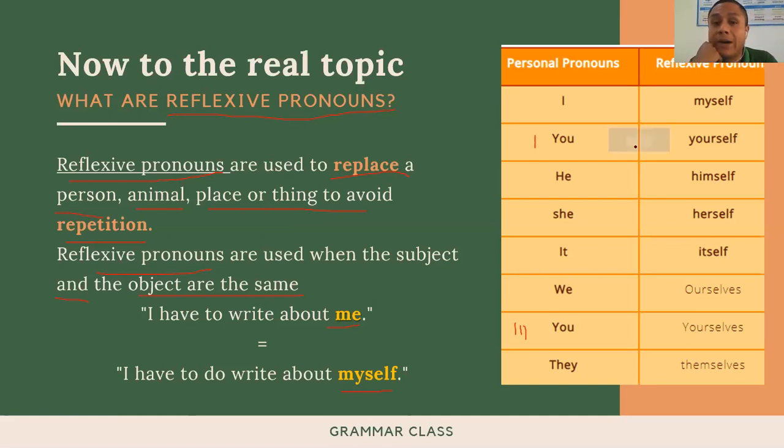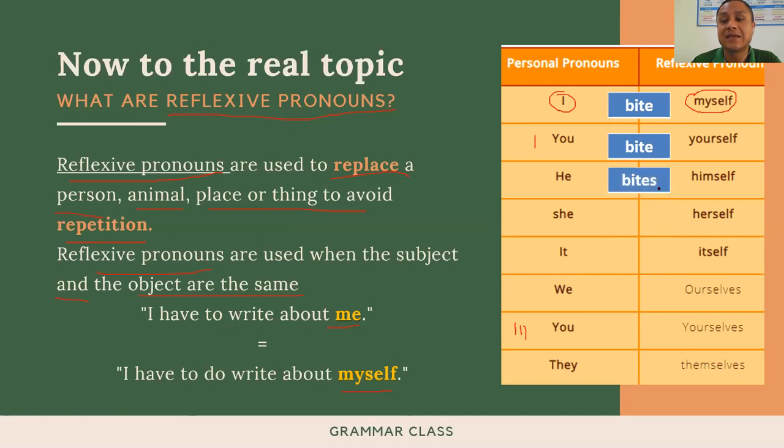I bite myself. Okay? So this is the personal pronoun and this is the object. I bite myself. Si yo me muerdo a mí mismo, yo soy el objeto del verbo. Yo soy quien recibe la acción. Por eso cambiamos, en vez de poner I bite I, le ponemos myself. You bite yourself. He bites himself.